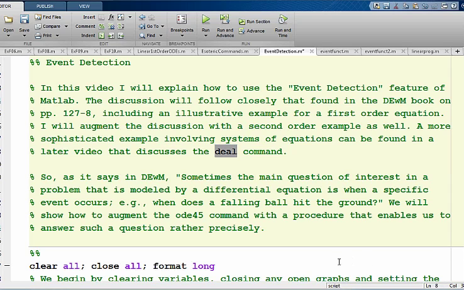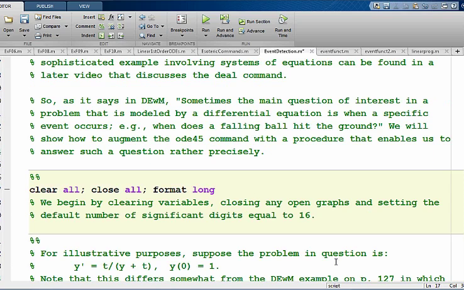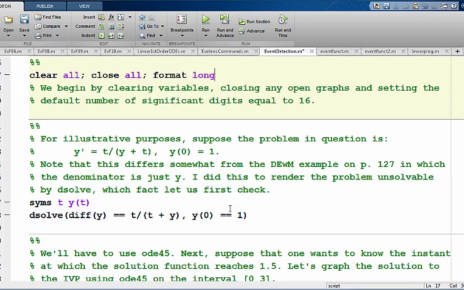First we'll clear all the variables, close any open graphs, and the format long sets the default number of significant digits in MATLAB to 16. Now, for illustrative purposes, here's the problem we're going to look at. It's a first-order equation, y prime equal t over y plus t, y0 equal 1. And you should note that this differs somewhat from the example in the DOOM book on page 127, in which the denominator there is just y.